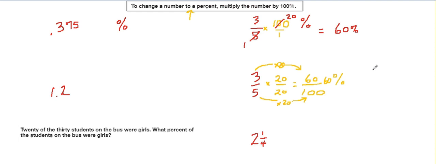So 1/4, instead of doing times top and bottom by 25, we could just multiply by 100% over 1 if you'd like. Okay, and then we could cancel across. And your final answer is 25%.